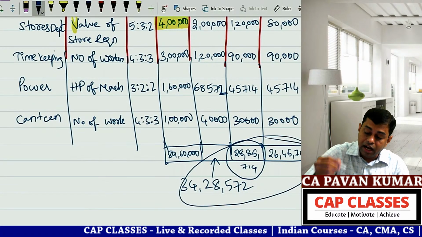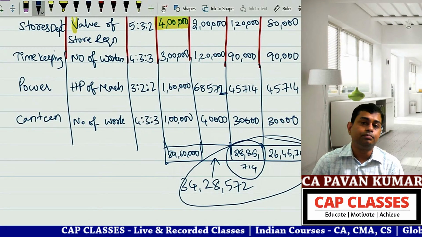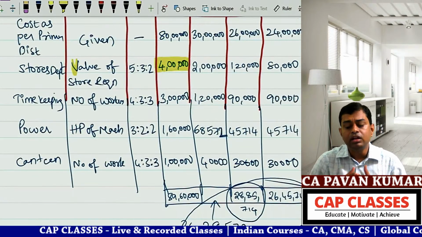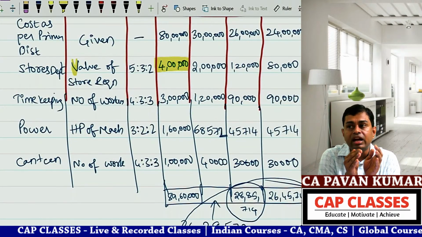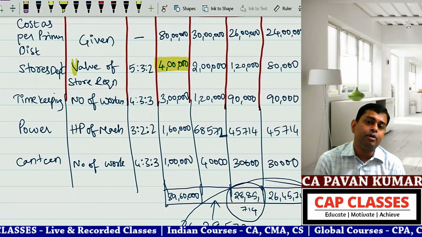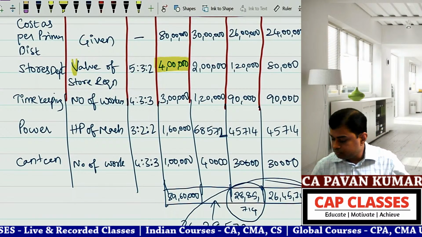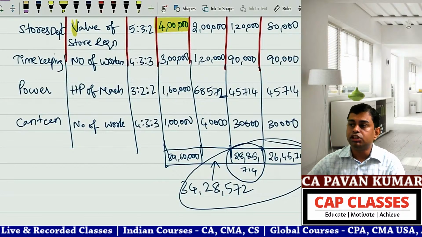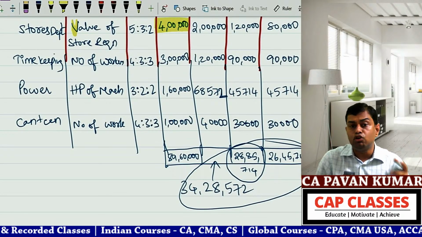If you add all these three, 89,60,000 will come. So what did we do? Simple. Service department overheads we have charged to the production departments. That's all. Once you are done, let me know that you have copied, then we'll go to the second model.